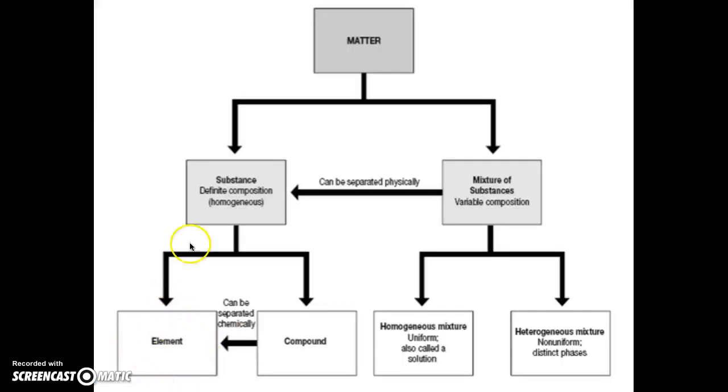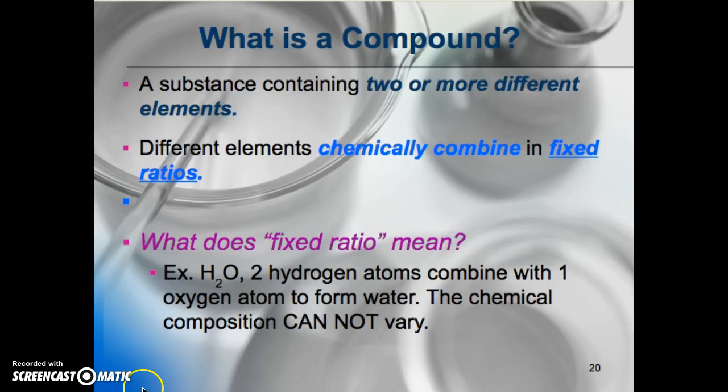Okay, so we finished our discussion about what an element is down here. So an element is a substance, you can't break it down any further. Now we want to talk about, well, what's this thing over here? A compound. A compound is a substance that has two or more different elements. The different elements combine in a fixed ratio.